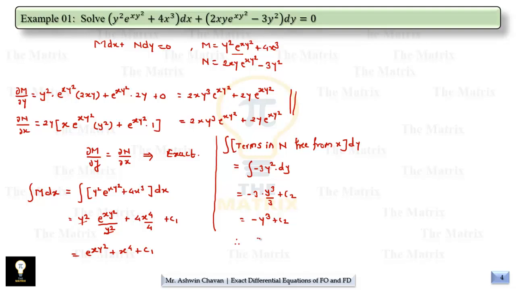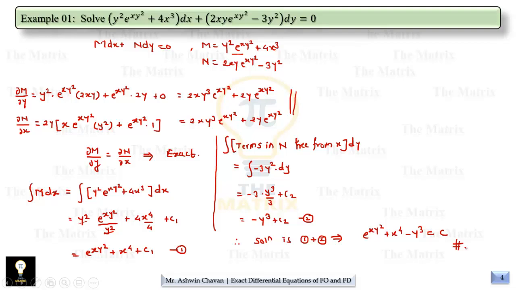Therefore the solution is given by the addition of this 1 and 2. So it gives us e to the power xy square plus x raised to 4 minus y cube is equal to c. Now this c is nothing but the combination of c1 and c2. So this way an exact differential equation can be solved.